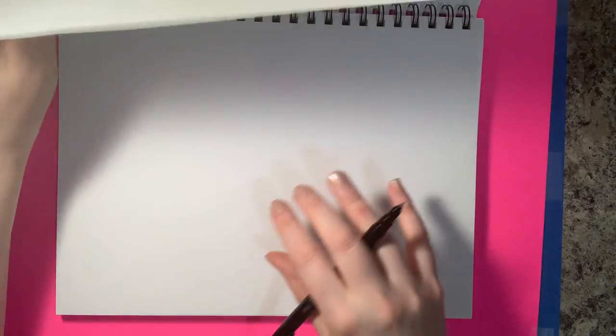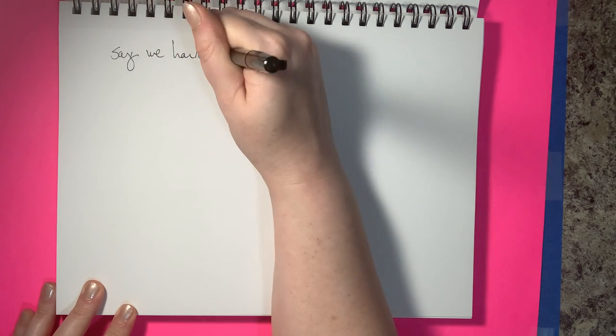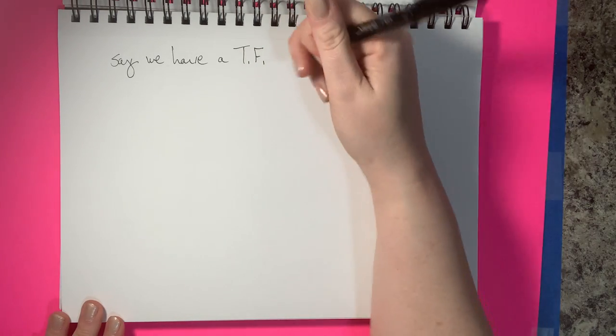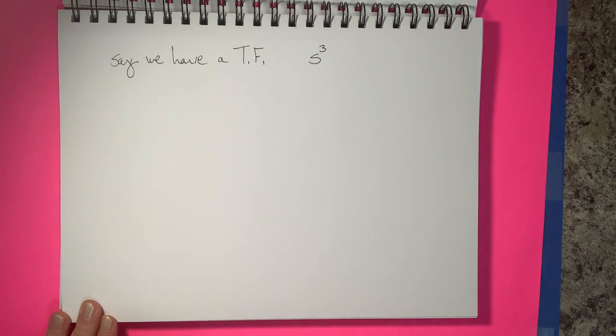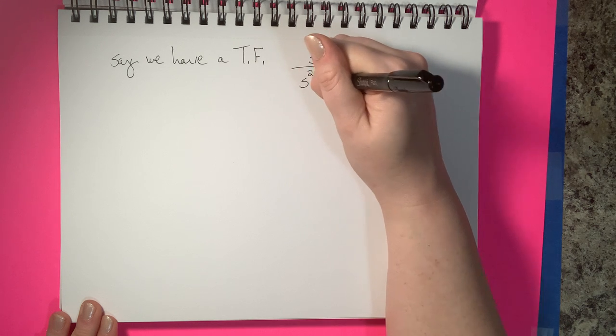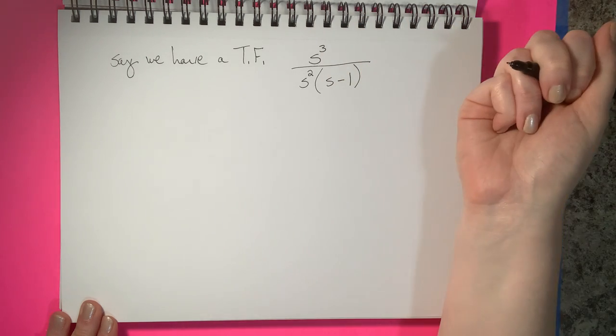Let me write out an example and we'll go through it. We'll use a different system, and then we'll go back to that original one. Okay, so let me say that we have a transfer function, and I abbreviate transfer function as TF most often, as, let's say, s cubed over, we're just making this up on the spot, s squared times s minus 1, like that.